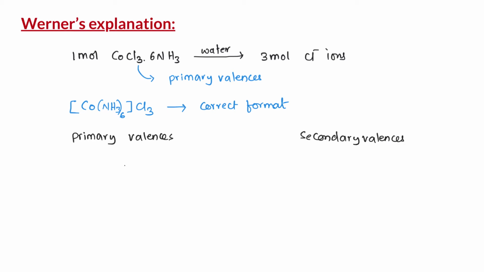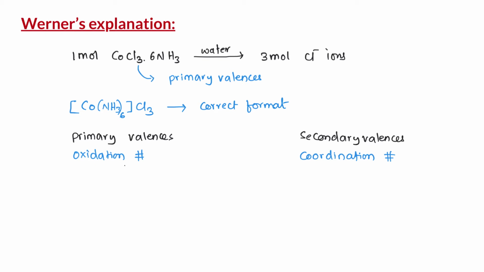It is important that you learn the differences between the primary and secondary valences and how to calculate them from a given formula. The primary valence is now called the oxidation number of the metal ion, and the number of secondary valences is called the coordination number of the metal ion. First, let us calculate the oxidation number of cobalt. Earlier in the course, we have learned how to calculate the oxidation number of an atom in a compound.